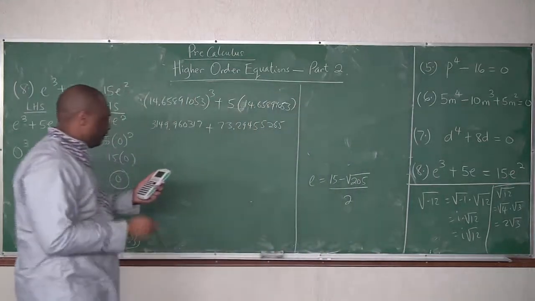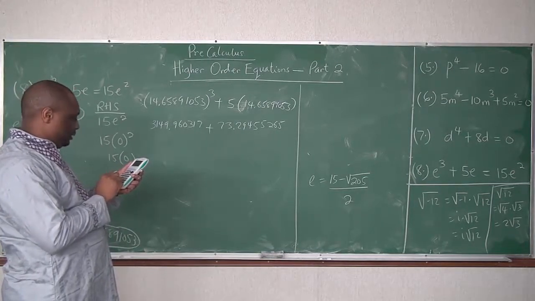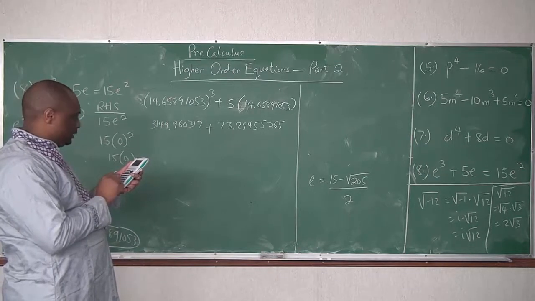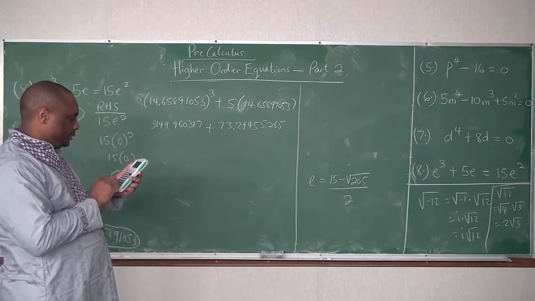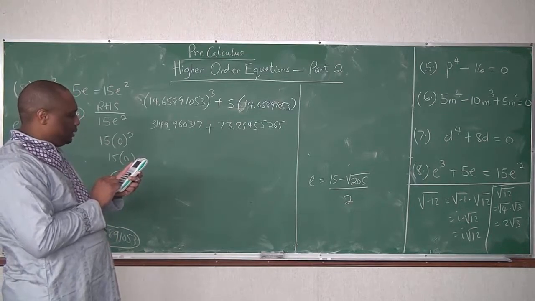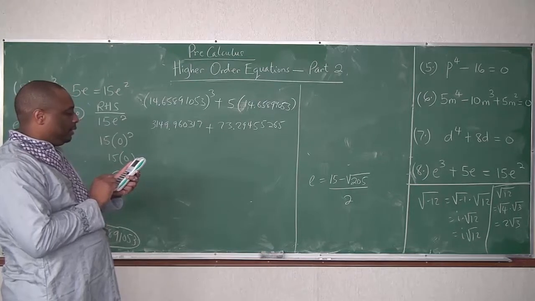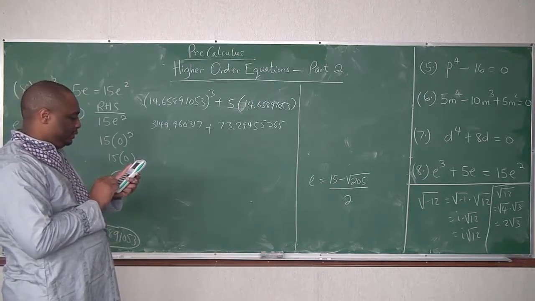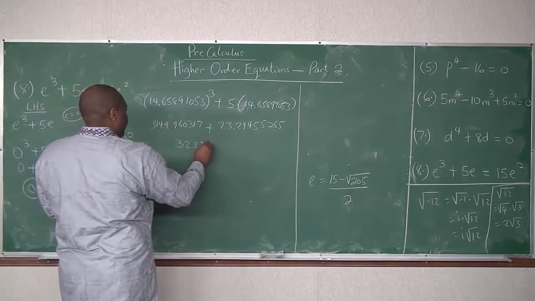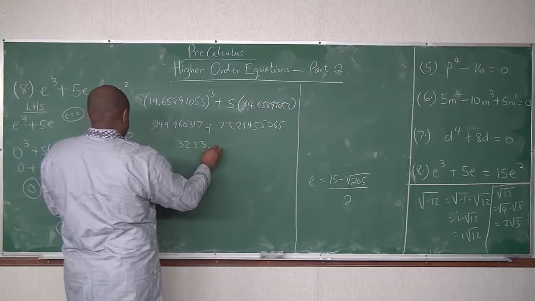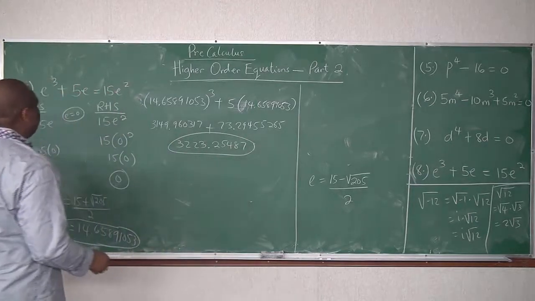If I add it up, this, 3149.960317, plus 73.29455265. Okay, this will give me 3223.25487.